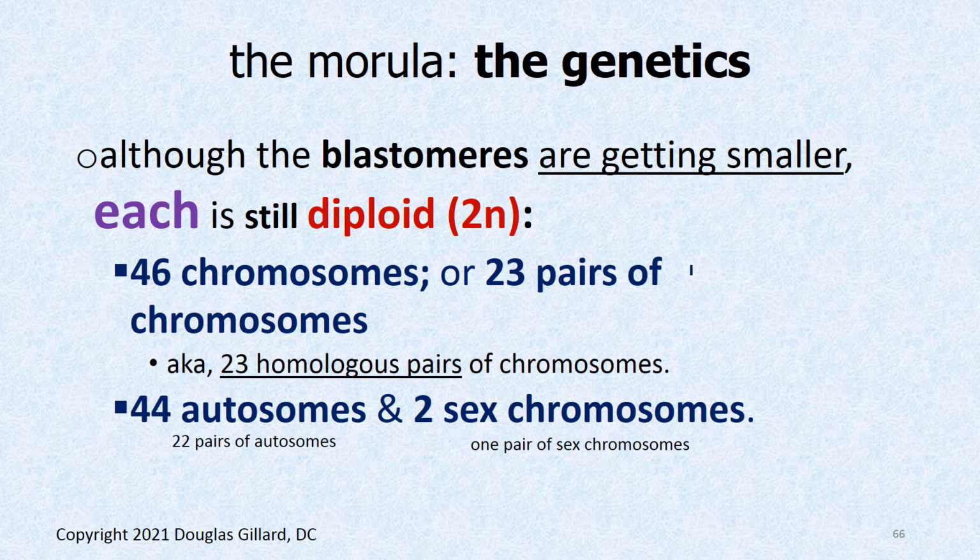What's the slide 65? The genetics, it's the same thing. Each blastomere, even though they're getting smaller, is still 46 chromosomes or 23 pairs of chromosomes. If we break that 46 chromosomes down, we can say there's 44 autosomes, run-of-the-mill cells, but there's still 2 sex chromosomes, an X and an X, or an X and a Y. And there's the confusion, right? You could say there's 22 pairs of autosomes, or 1 pair, because a pair means 2, right? Confusing, so study that. Make sure you understand that so you're not tricked.